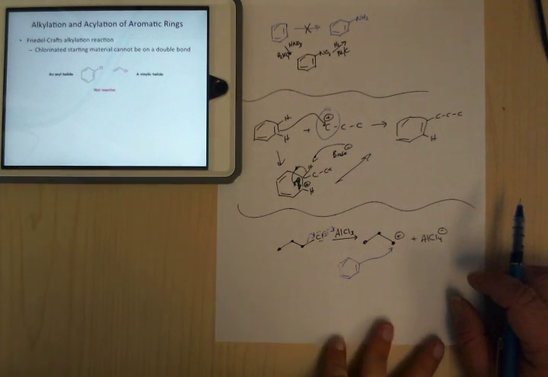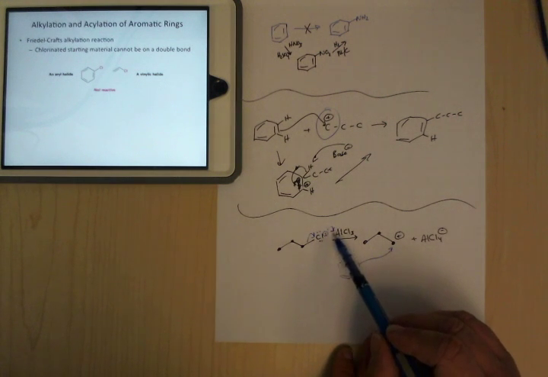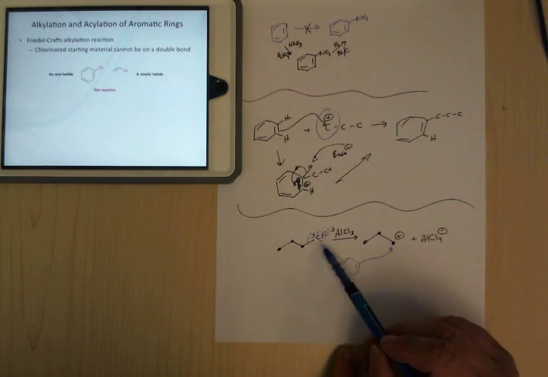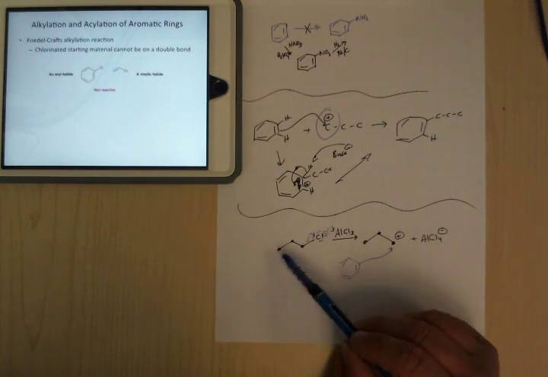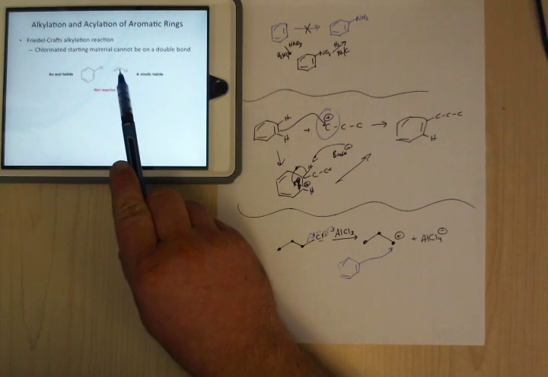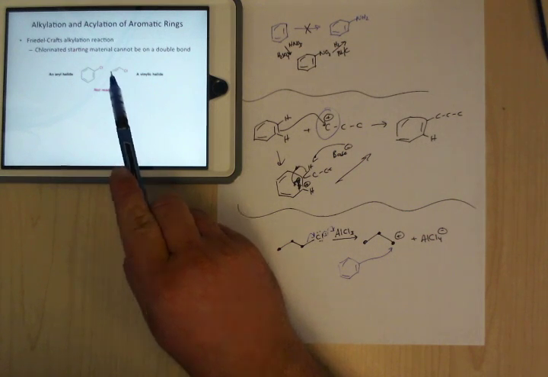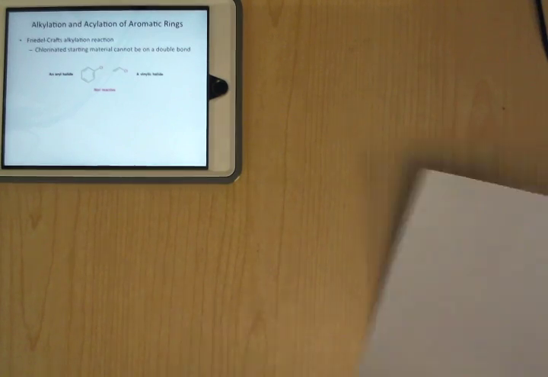Now, the nice thing is, there's a reason why it's called alkylation. Because you're adding an alkyl group, a regular straight chain of carbon-carbon single bonds. If you have a halide on a benzene or you have a halide on a double bond, this won't work. Which is nice, because you can get some selectivity on this.